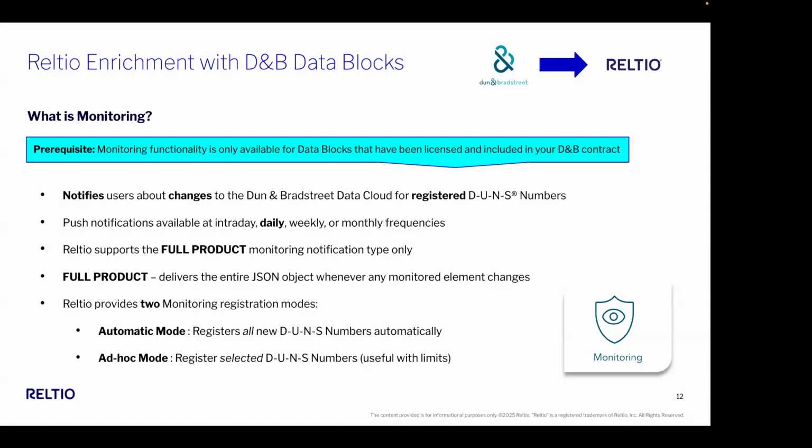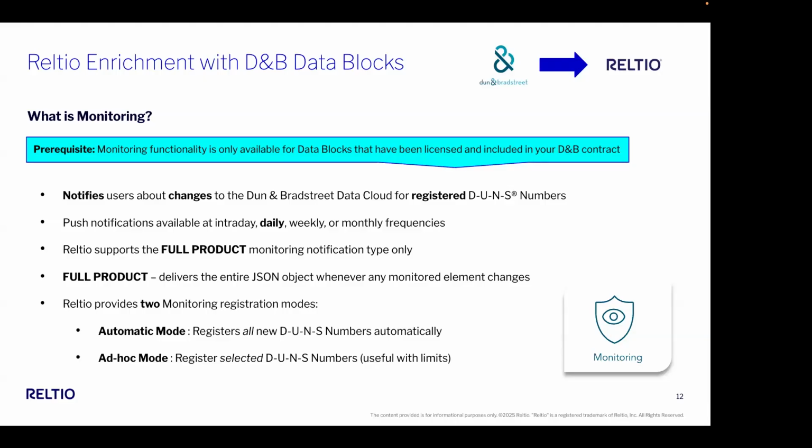Now, within the pre-built integration, Reltio has recently provided, as part of the new release, two monitoring registration modes. One is the automatic mode, followed by the ad hoc mode. What is the automatic mode? It registers all new DUNS numbers automatically. Earlier, we would not have this capability. The DUNS that you wished to register for monitoring used to be a conversation between our customers and their DNB rep, where that data would be shared around the DUNS, and those DUNS would then be included as part of your monitoring registration.